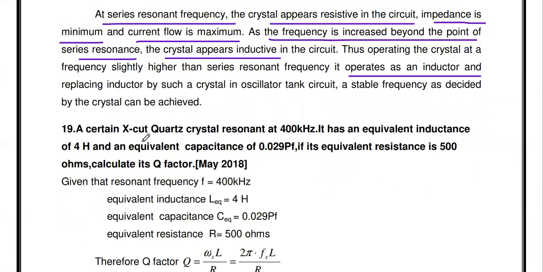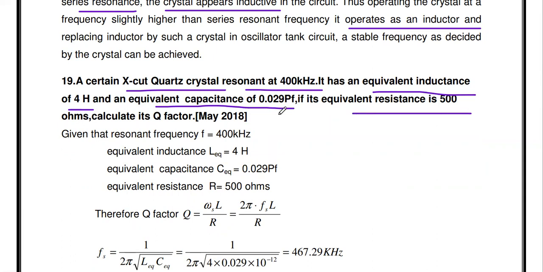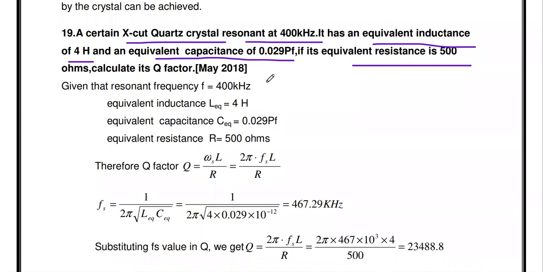Okay, so we are going to see two problems. A certain X cut quartz crystal resonates at 400 kilohertz. So the resonating frequency is given. It has an equivalent inductance value of 4 Henry, and the equivalent capacitance value and equivalent resistance value are given. Calculate its quality factor. It's a May 2018 question.